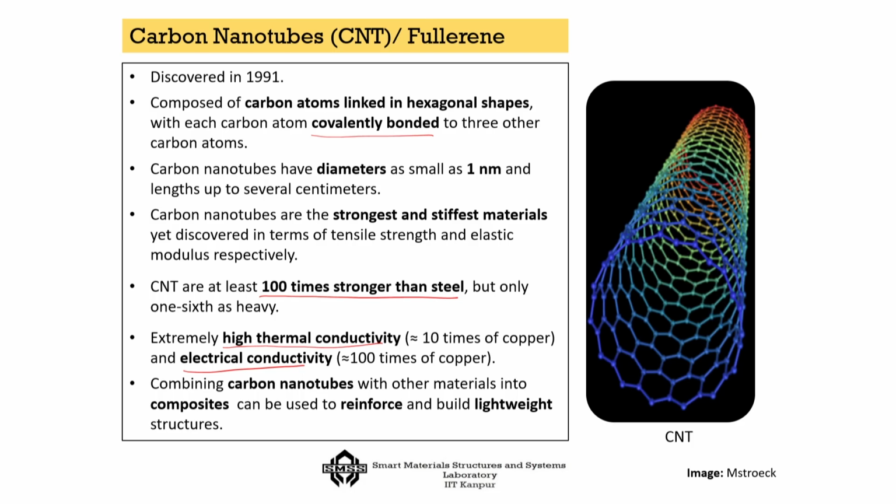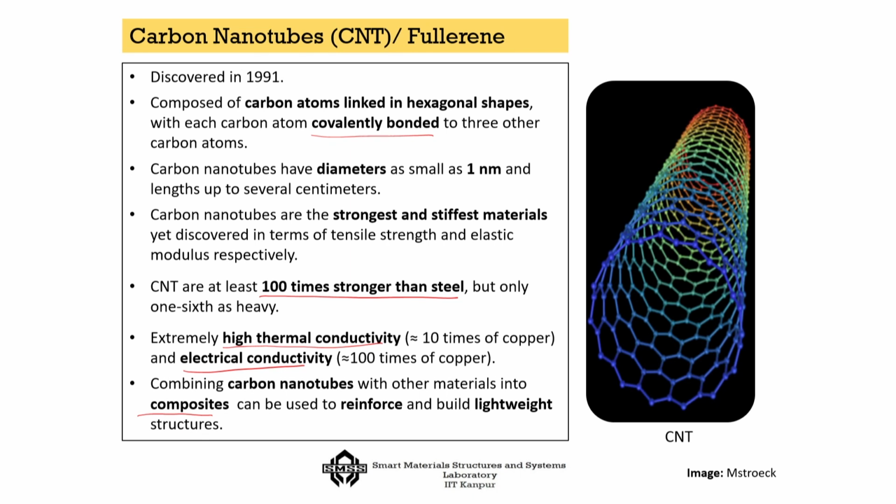Now, if I include carbon nanotubes in some kind of a polymer, I get something which is a CNT based composite, which will be both extremely lightweight as well as functional in nature. So, we can make good use of such systems.